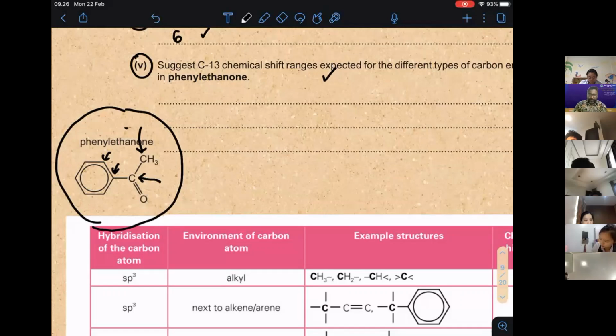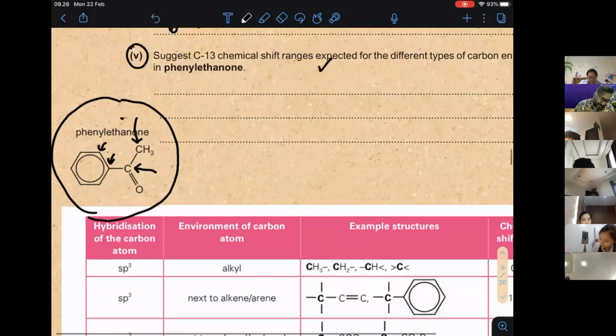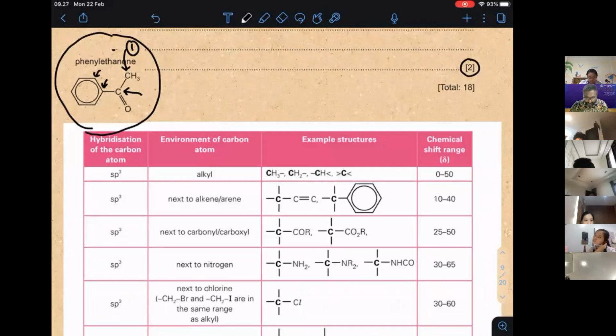So let's look in your data booklet. What are the things that I'm going to look for? Maybe the first one that I'm going to look for is the carbon, this one. If I put it as number 1, it is the carbon next to the carbonyl group. So if I put 1, I'm going to expect a shift from 25 to 50. I'm looking for that. There will be a shift from 25 to 50.